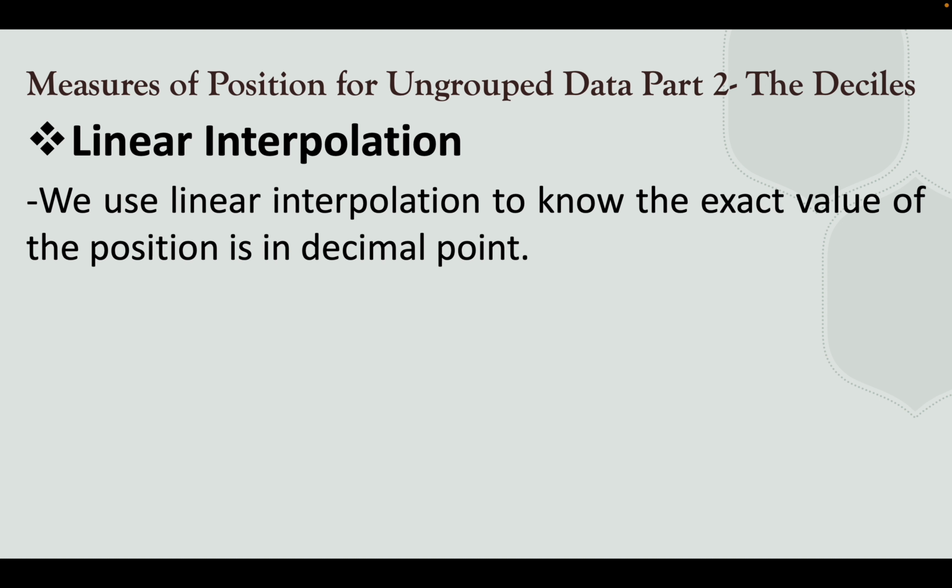Next, in linear interpolation, class, why do we need to use linear interpolation? We use linear interpolation to know the exact value of the position in decimal point. Now in the Mendenhall method, there are certain rules in rounding up and rounding down. In linear interpolation, we can identify the exact value of the decimal of the given position.